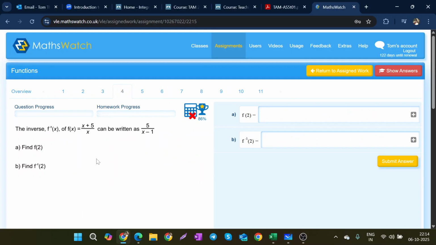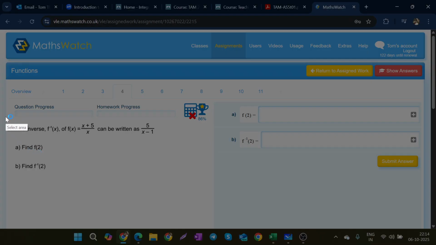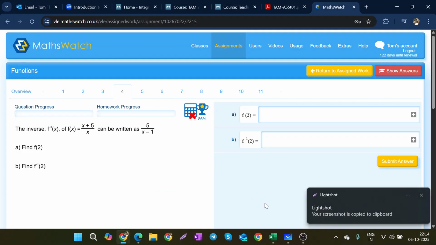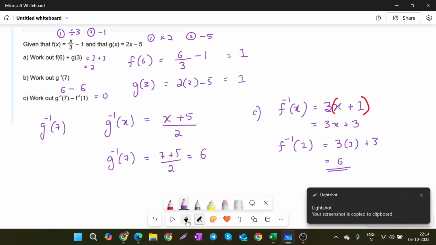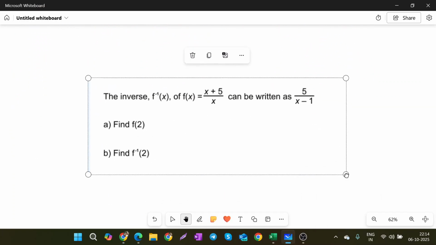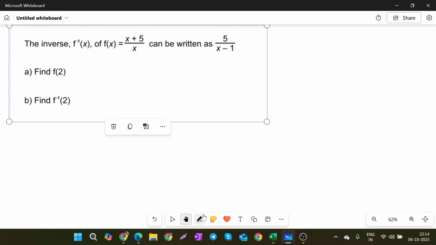Okay, question number 4. Looks pretty much similar to what we've done so far. Don't know, there might be something hidden.